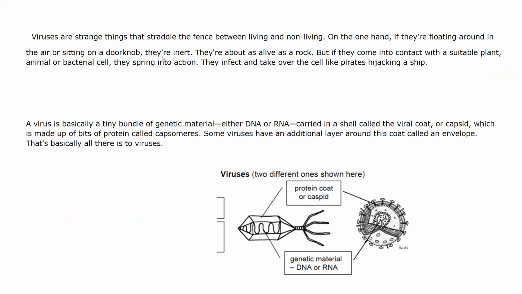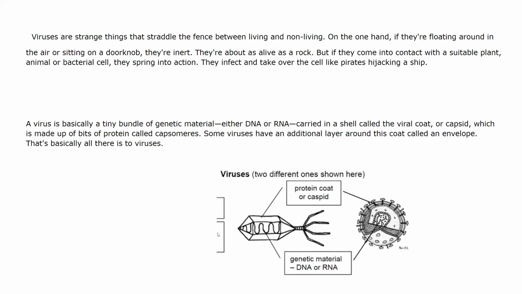So basically, viruses can sit around, float around, as we know, and they can cause lots of problems. So a virus is basically a tiny bundle of genetic material. So it's either DNA or RNA. It's carried in a shell called the viral coat or the capsid. So basically the viral coat is protecting the genetic material.